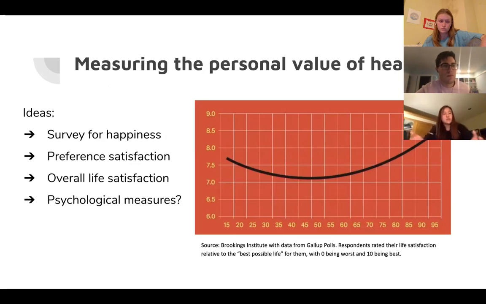So first, we would want to measure the personal value of health. However, it's unclear what that even means. We might want to survey people of different ages and ask them how happy they are. Past surveys of this type have shown that people generally consider themselves happier at the beginning and end of their lives. Alternatively, we might want to ask questions about preference satisfaction, overall life satisfaction, or ask some psychologists.